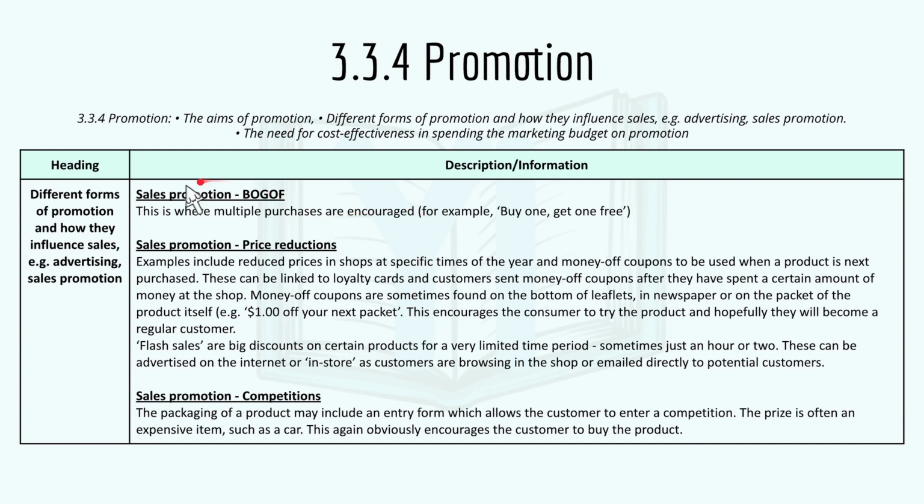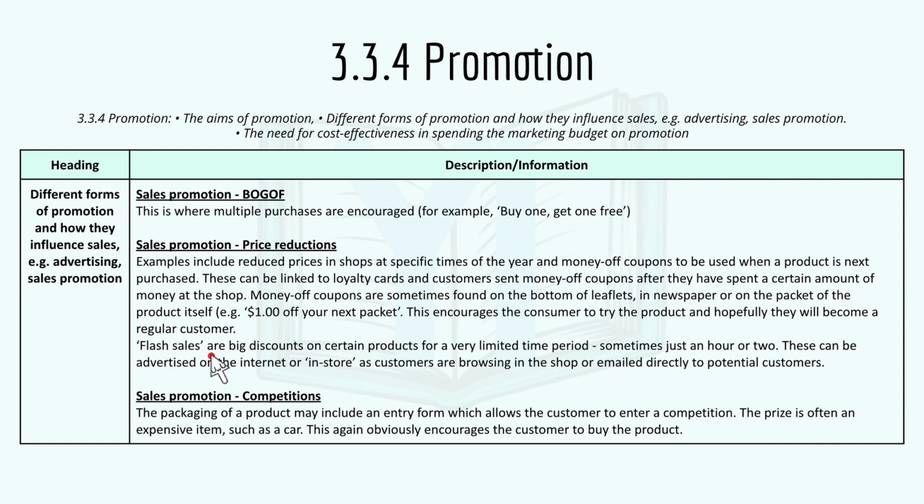Then we have some more sales promotion. We have BOGOF, and this is where multiple purchases are encouraged, and this stands for buy one get one free. And we have price reductions. Examples include reduced prices in the shops at specific times of the year, and money off coupons to be used when the product is next purchased. And this can be linked to loyalty cards, where customers are sent money off coupons after they have spent a certain amount of money at the shop.